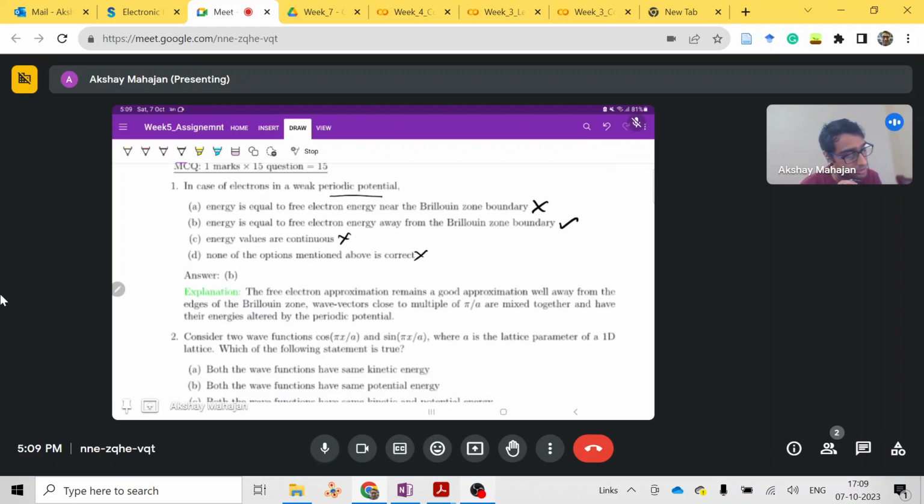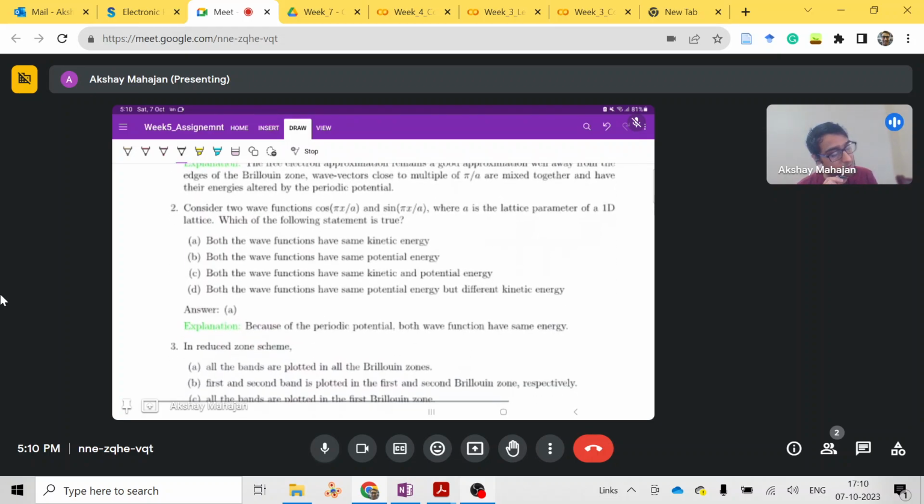The free electron approximation remains a good approximation well away from the edges of the Brillouin zone. Wave vectors close to multiples of pi by a are mixed together and have their energies altered by the periodic potential, as you have seen in the lectures and the codes as well.